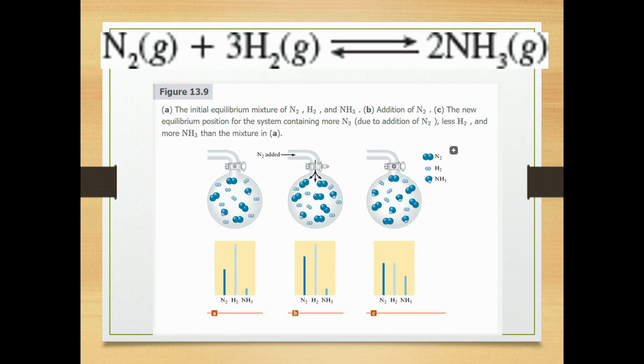And this Haber process, as I said, does not have a great K. We don't get a lot of NH3 out of it. You want to make ammonia, this is exactly what they do. They let the system come to equilibrium and pump in more N2. Let it come to equilibrium, pump in more N2, and you get more and more NH3 out of it. So adding a reactant will always cause the reaction to go forward to use up that reactant and create a new equilibrium.